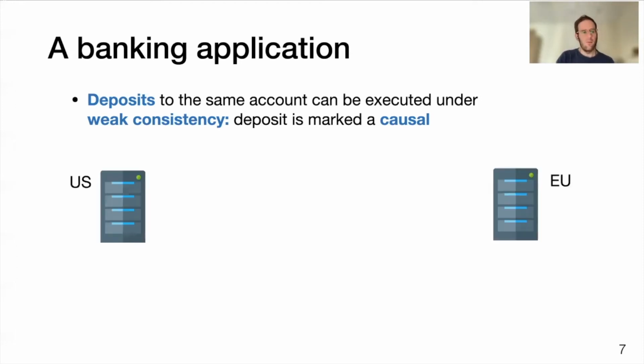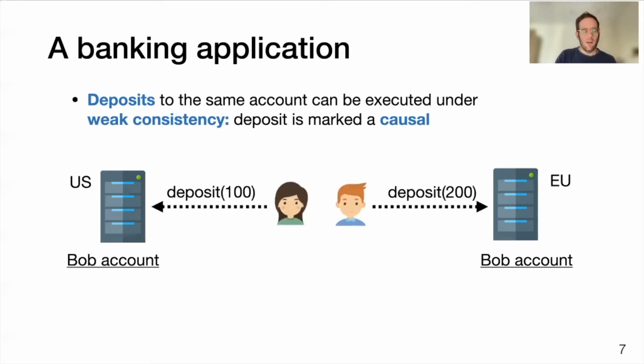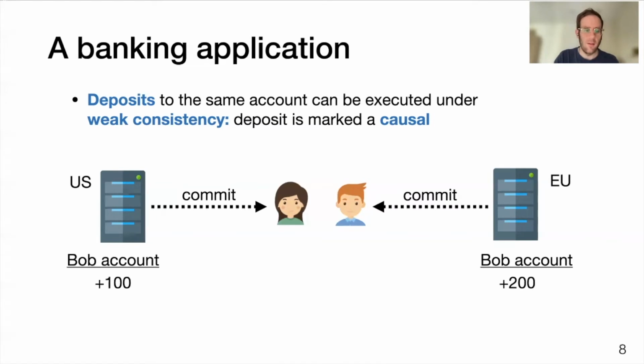So let's assume we have two replicas, one in the States and one in Europe. And we are interested in what's happening with both accounts. So let's assume we have two clients executing deposits concurrently at different replicas. Since we are executing these operations under weak consistency, it doesn't require synchronization in the critical path. So each of the replicas is going to check internally that by executing these operations, no invariant is violated, and then they're going to commit before communicating to any other replica.